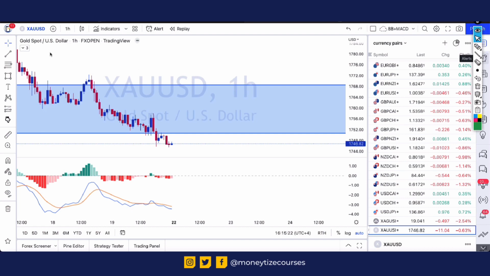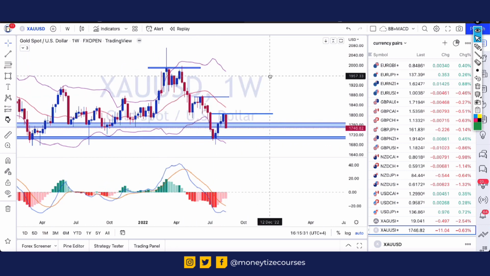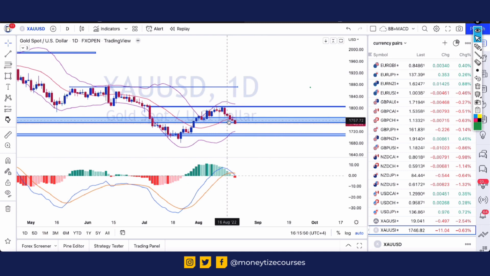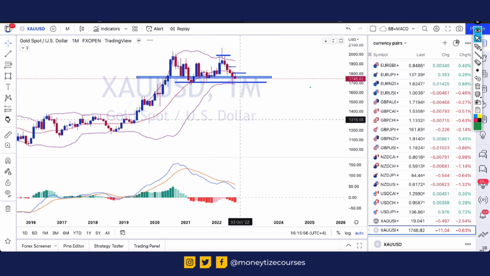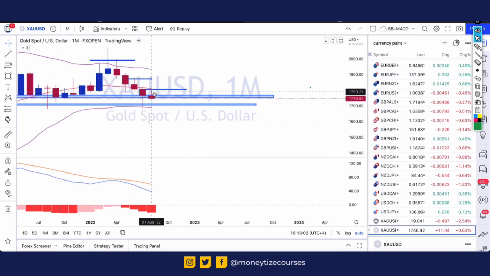And one more thing, if I use a Bollinger Band on the chart, on the weekly, it never closed above the midline of the Bollinger Band, which is still a bearish sign. On the daily, it has crossed below the midline of Bollinger Band. On the monthly, it bounced lower exactly from the midline of Bollinger Band. So everything is hinting towards downside on the basis of higher time frames.